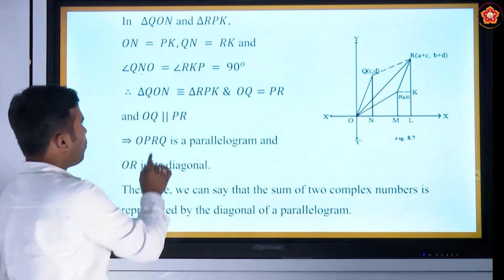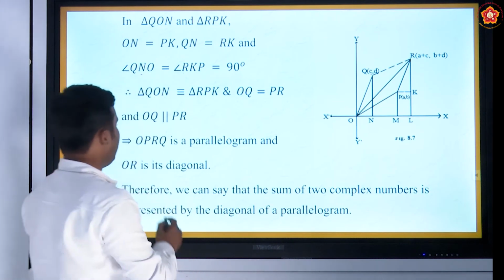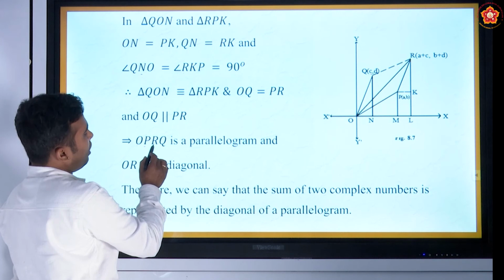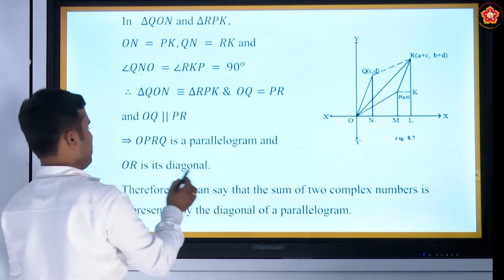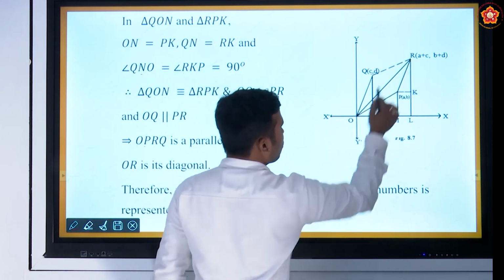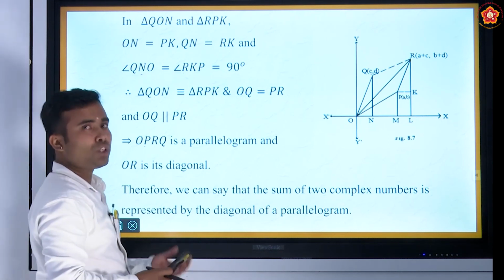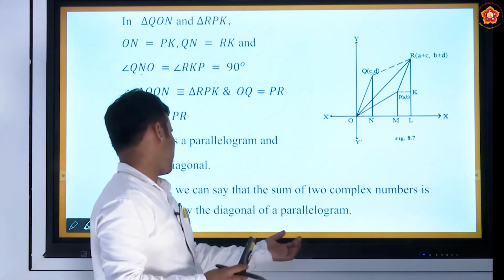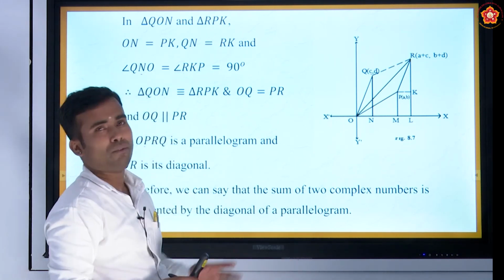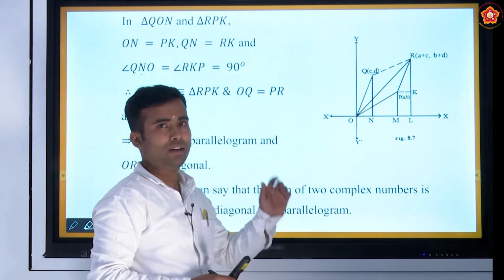Hence OQ and PR are parallel lines. Hence we say that OPRQ is a parallelogram and OR is its diagonal. Hence, we can say that the sum of two complex numbers can be represented by the diagonal of a parallelogram. Understand? This is how we represent the sum of two complex numbers on an Argand plane.